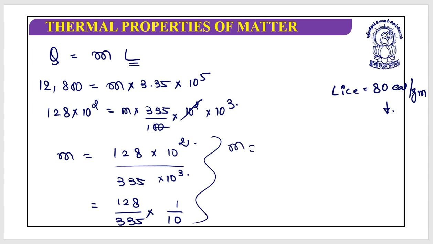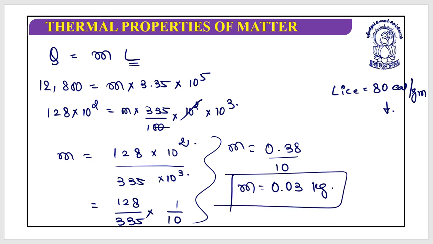So this is only 128 divided by 335, which is equal to 0.38, divided by 10. So 0.03 kg of ice has been melted. I hope this is clear. Is it clear? Can you do this kind of questions? Are you sure?